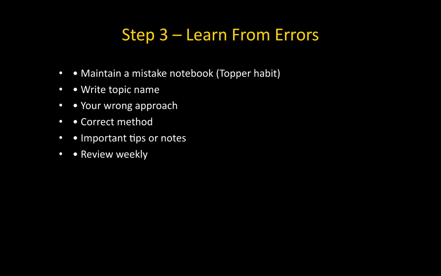Okay? Step 3 would be to learn from your mistakes. For that, I would highly recommend that you maintain a book. One dedicated mistake book where you write the topic name, from which topic you made the mistake, what kind of mistake you made, and then the correct solution to it. And also you can add any important tips: next time focus on this particular data, this data I have read incorrectly, or this specific mistake I have made.